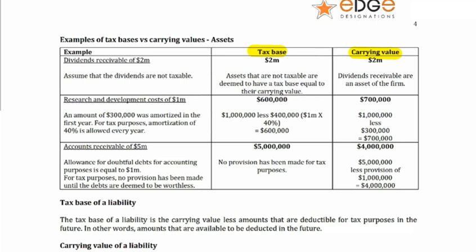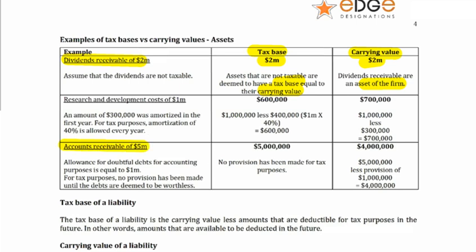Okay, what about dividends receivable of $2 million? In the books of the accountants, it's an asset because I'm going to receive a dividend in the future. For the tax man, they are not taxable. Therefore, the tax base and the carrying value are exactly the same thing. Okay, let's look at accounts receivable.